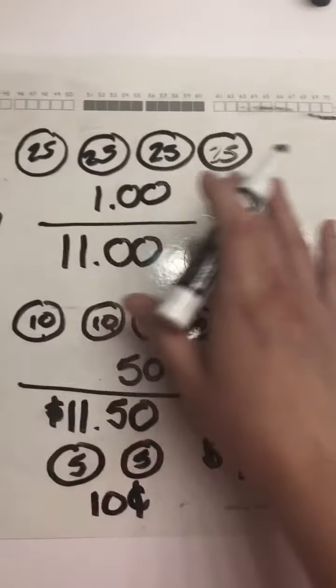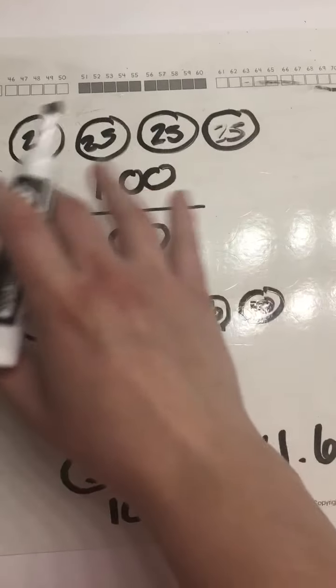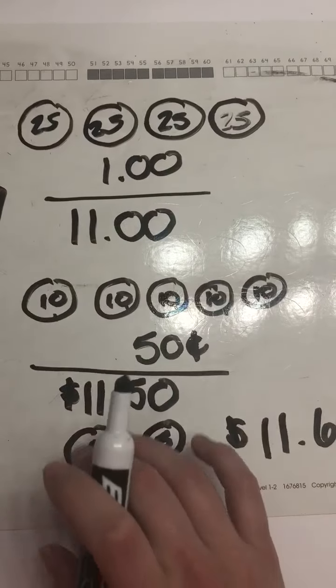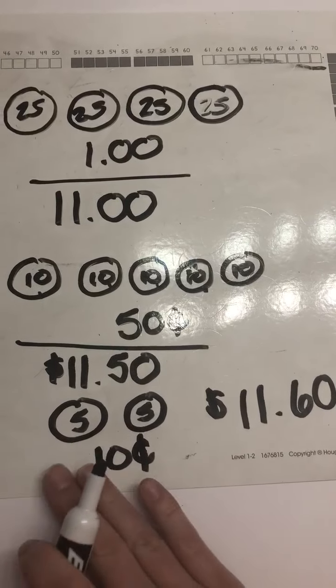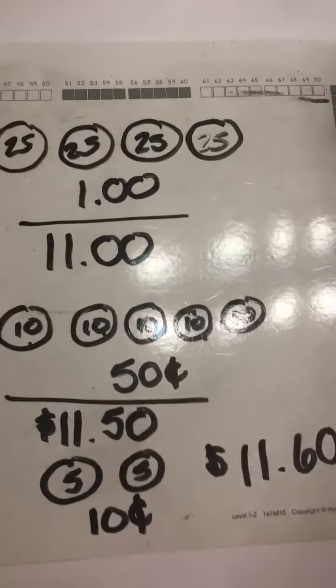Okay, so I like to start with my dollar bills. And then if I have quite a few quarters, I'll count those out and add it to my dollar bill. Count my dimes out and add them to my quarters. And same with my nickels. Okay, I'm going to give you 5 seconds to erase. 5, 4, 3, 2, and 1.